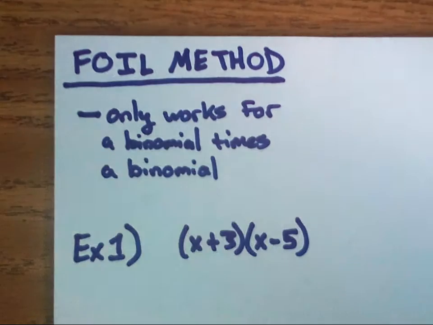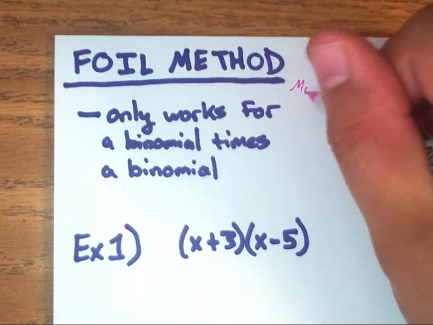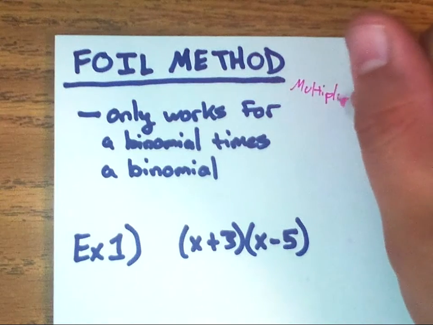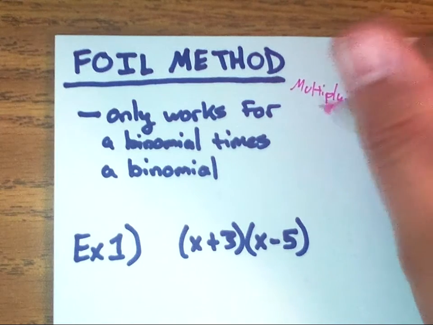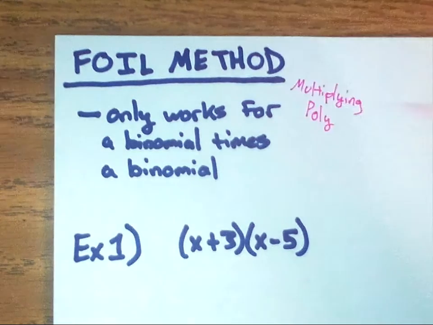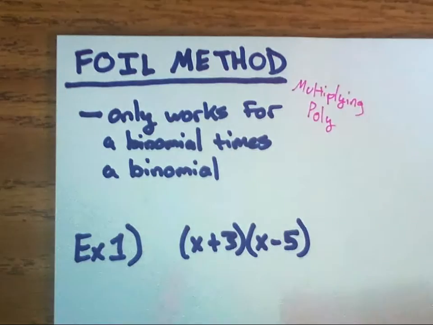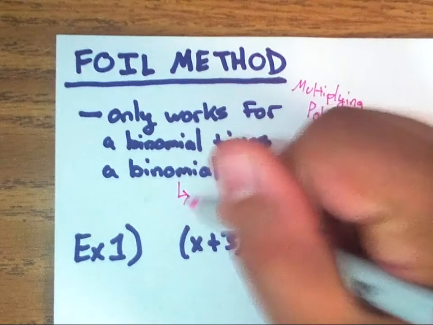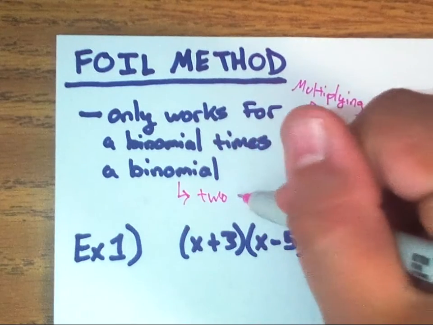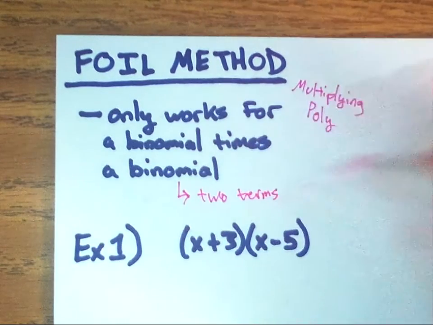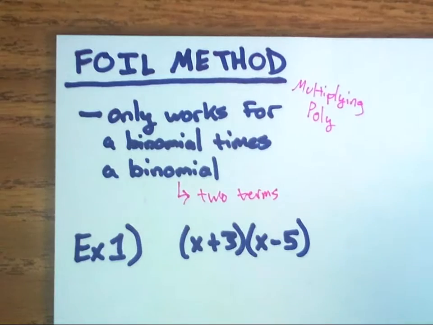We're going to talk about the FOIL method. This is a very specific method for multiplying polynomials. Now, you have to follow one little rule when you're doing this: it only works for a binomial times a binomial. Remember, a binomial just means it only has two terms. So when we look at all these examples, we have to make sure it's just a binomial times a binomial.